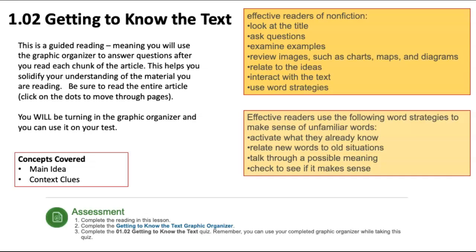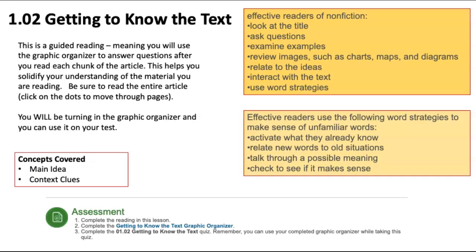Okay, here we go. This is a guided reading, meaning you will use the graphic organizer to answer questions after you read each chunk of the article. This helps you solidify your understanding of the material you are reading. Be sure to read the entire article. Now keep in mind that they give the article to you in chunks, and in those chunks you'll read on the screen, and then there are little dots at the bottom of the screen. You need to make sure you move through each one of those dots, okay, so that you get each chunk totally completed. You will be turning in the graphic organizer, and you can use it on your test.